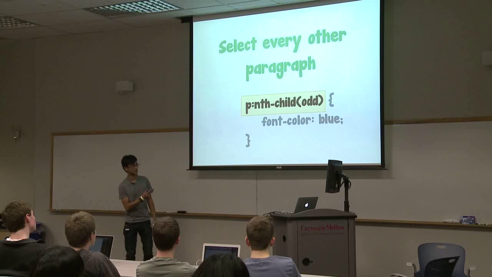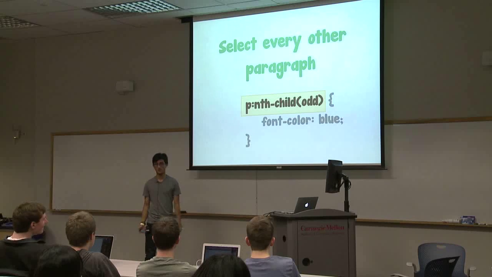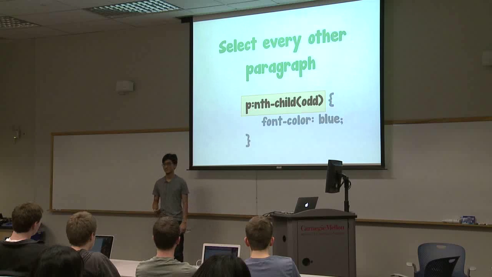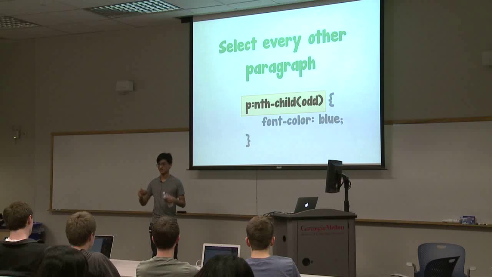There's also interesting new ones like nth child. So you can throw in a number there. You can throw in even, odd. So you can select every third paragraph you want. It's particularly useful for lists and tables, so you can get different highlighting for cells and stuff like that.